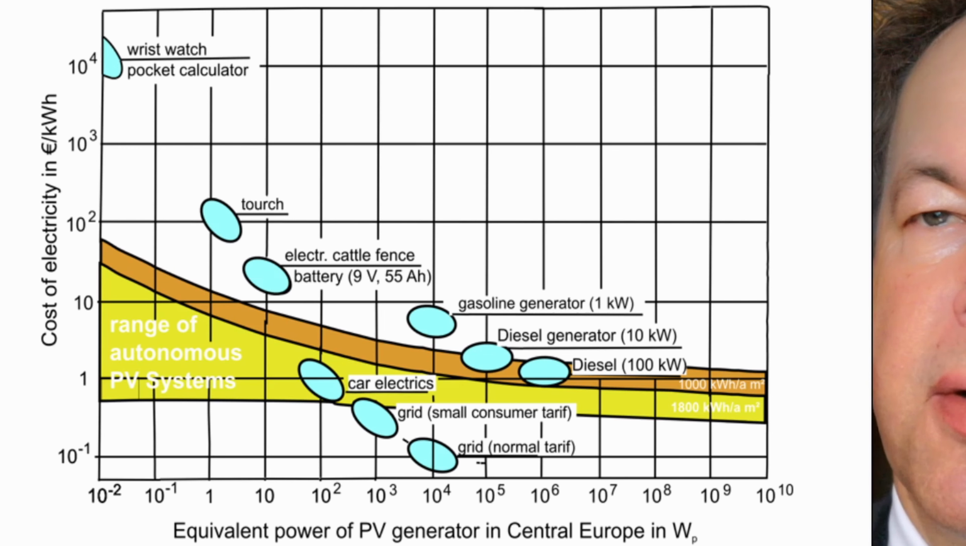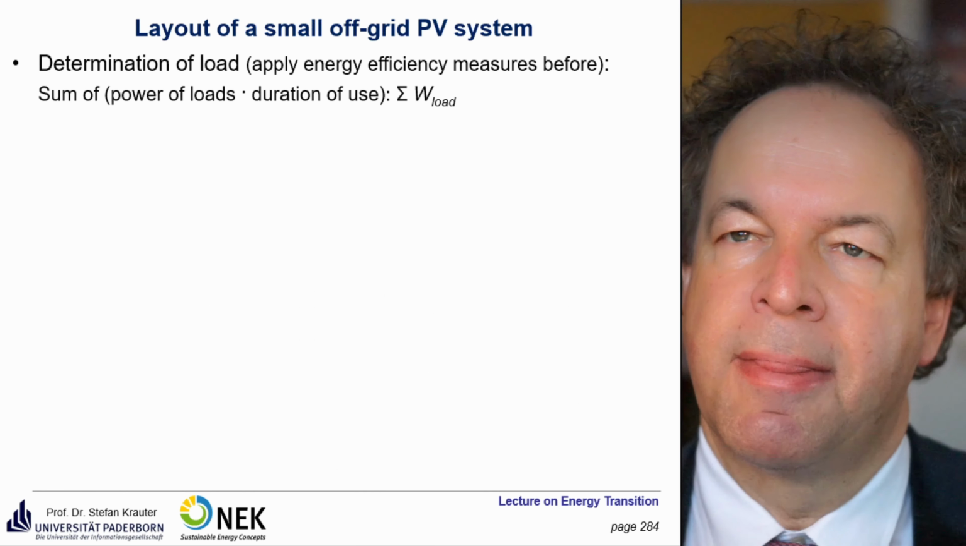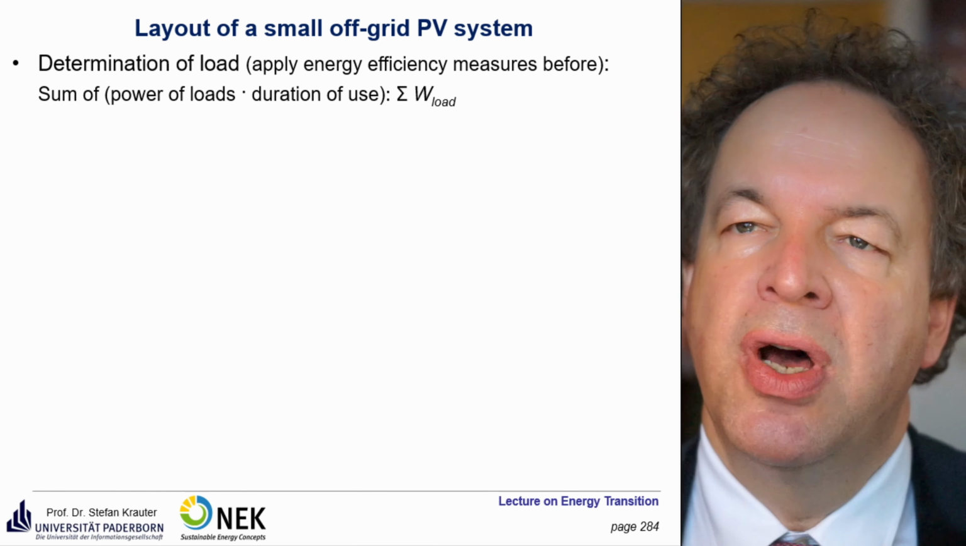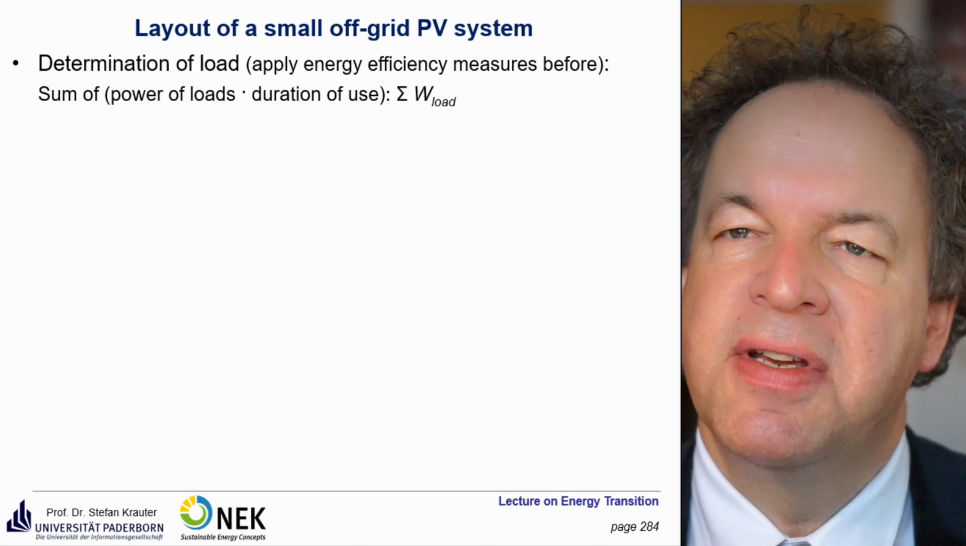Diesel generator, depending on the size, is about the same costs. And for grid tariff, during that time, the graphic was created. Photovoltaic has been more expensive if you would include the storage cost. Nowadays, we are in the vicinity. If you compare the generation cost of photovoltaic systems, including storage, with the grid tariff, at least household tariff or consumer tariff. Let's take a look how we do the layout of a small off-grid PV system.